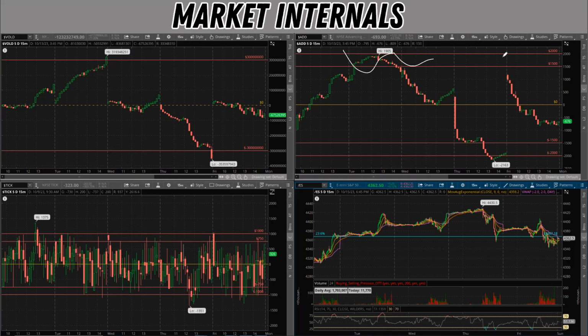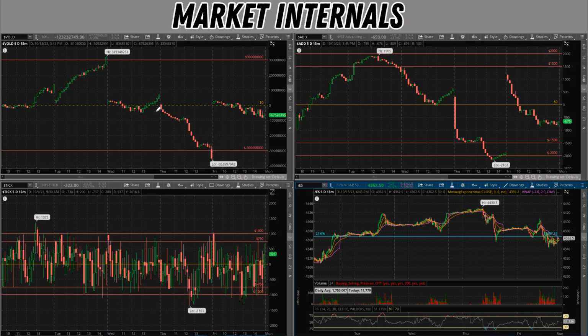Typically, when you have the ADD up here in the 1500 to 2000 region, that basically tells you very bullish, and when you have it at negative 1500 to negative 2000, that's very bearish. With your VOLD, it's basically going to be right up here, right down here. These are basically your bullish and your bearish conditions in the market.